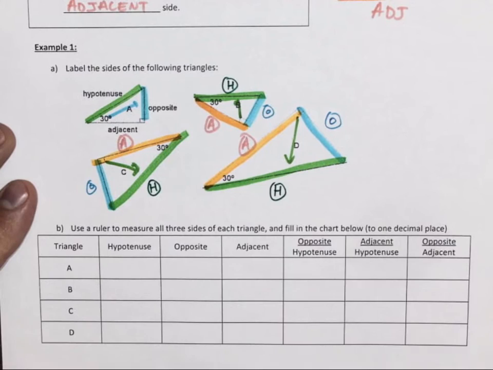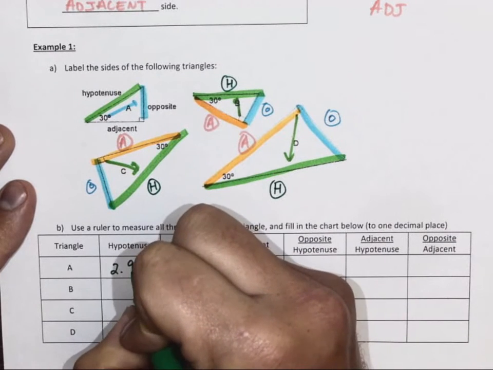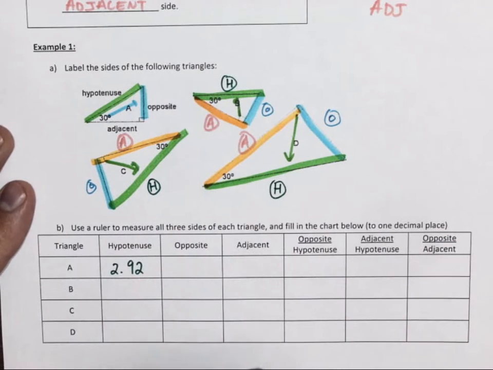So, if I go to about 2 decimal places, triangle A is about 2.92.